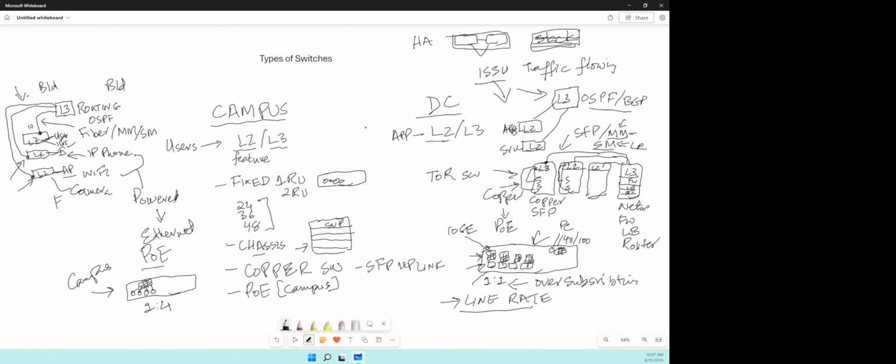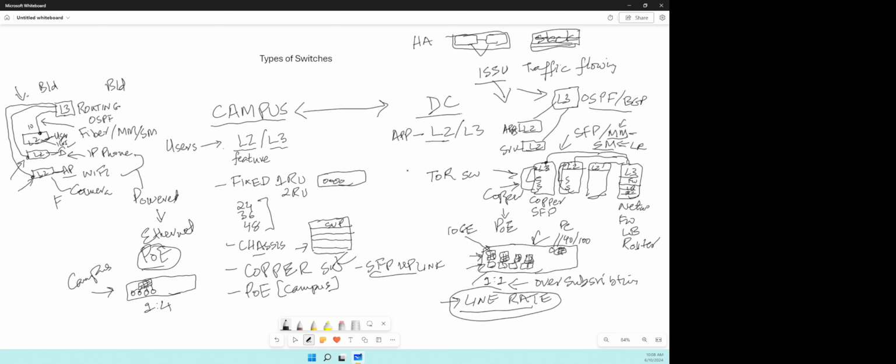So these are the main things, but major is obviously the PoE for the campus, line rate, oversubscription for the data center, copper versus SFP, uplinks. These are the things that you have to consider. The first question when you're looking for a switch is obviously whether it's a campus or data center, and determine if it's campus, you got to go and dig a little bit more. Stacking, copper, PoE, power requirements, L2, L3, how the design is going to look like, all of that good stuff.